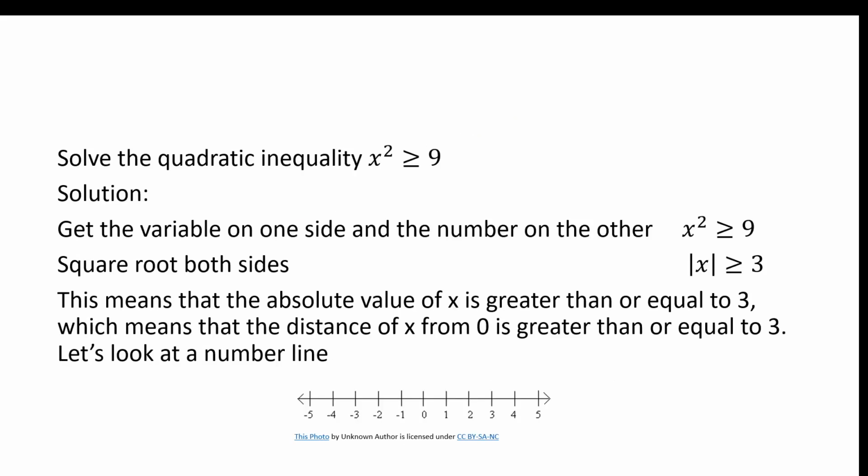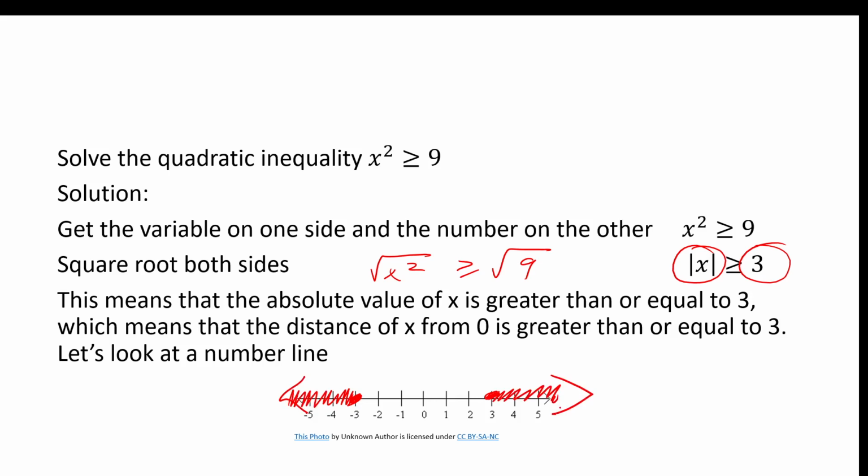Well, what if we had the quadratic inequality x squared is greater than or equal to 9? Well, we've already got the variable isolated on one side. So we're going to take the square root of x squared on the left, and we're going to take the square root of 9 on the right. The square root of x squared is the absolute value of x, and the square root of 9 is 3. So at the values I'm circling now on that number line, that's where the distance from 0 is equal to 3. Then if we want a distance from 0 greater than 3, we'll be talking about values to the left of negative 3 or values to the right of 3.